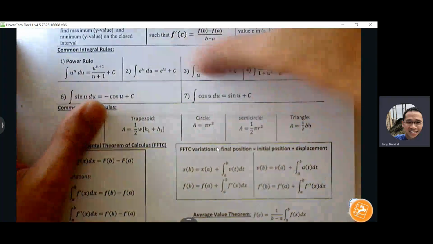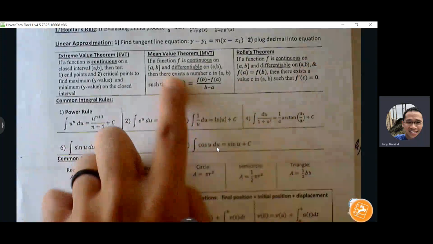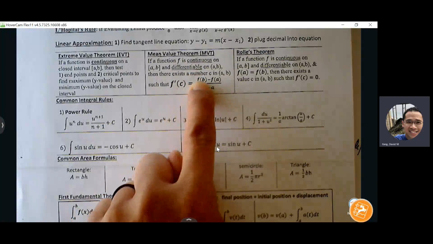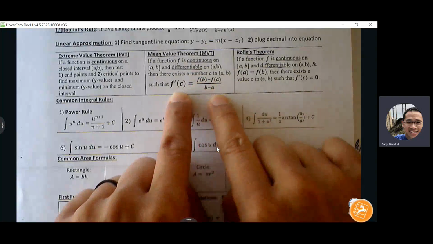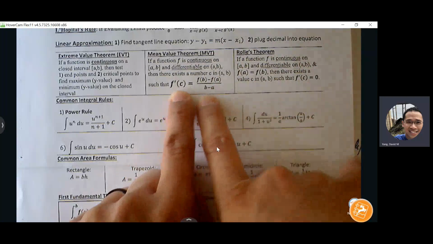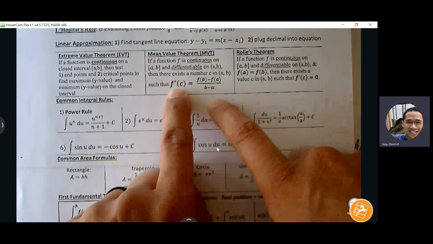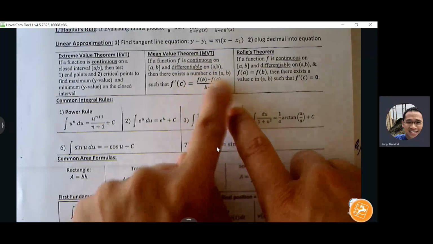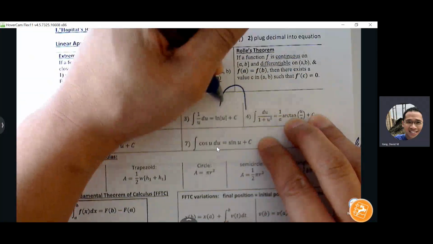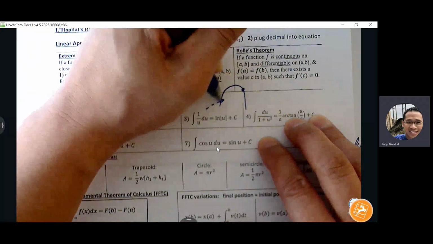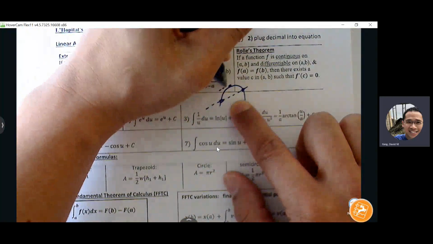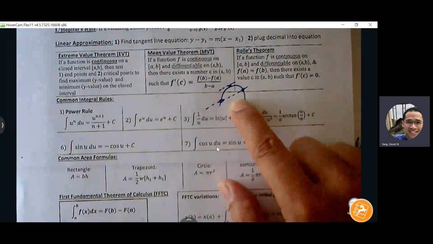So mean value theorem says this: if a function is continuous and differentiable, there exists a number such that f prime of c equals f of b minus f of a over b minus a. We'll review mean value theorem a little bit more, but it's basically saying that I can guarantee a slope between the endpoints. Whatever the slope is between a and b, let's say there's a slope of 1/2, then there must be a slope of 1/2 somewhere along the curve. And that's what mean value theorem is saying.